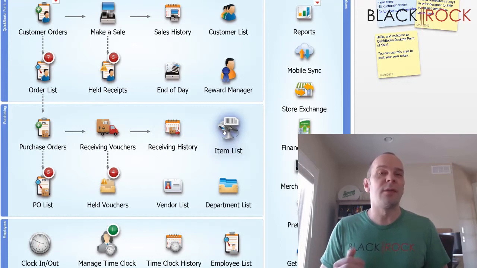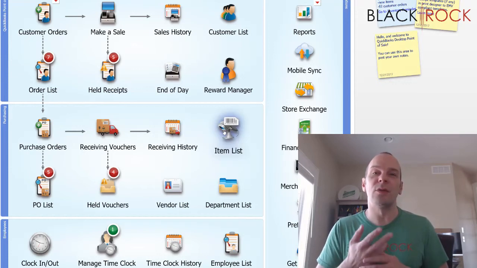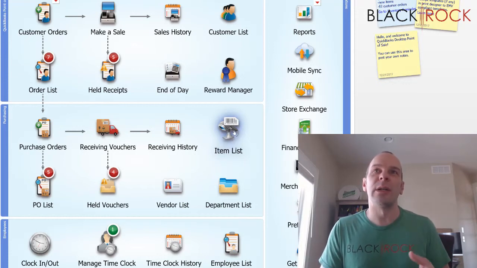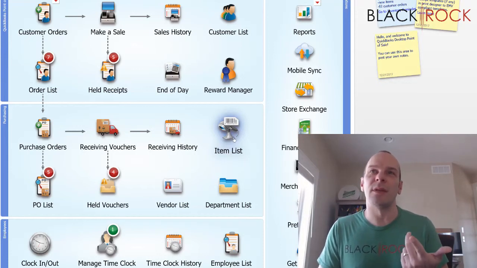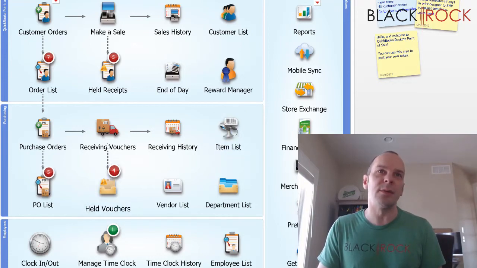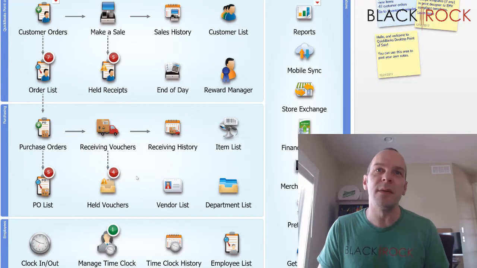Item list, this is where all of your inventory, services, group items, assemblies, all of these things hang out in the item list. These are what you add to a receipt to check somebody out. You can have inventory and non-inventory items also. So we kind of covered these first two just because they were attached to the ones above.